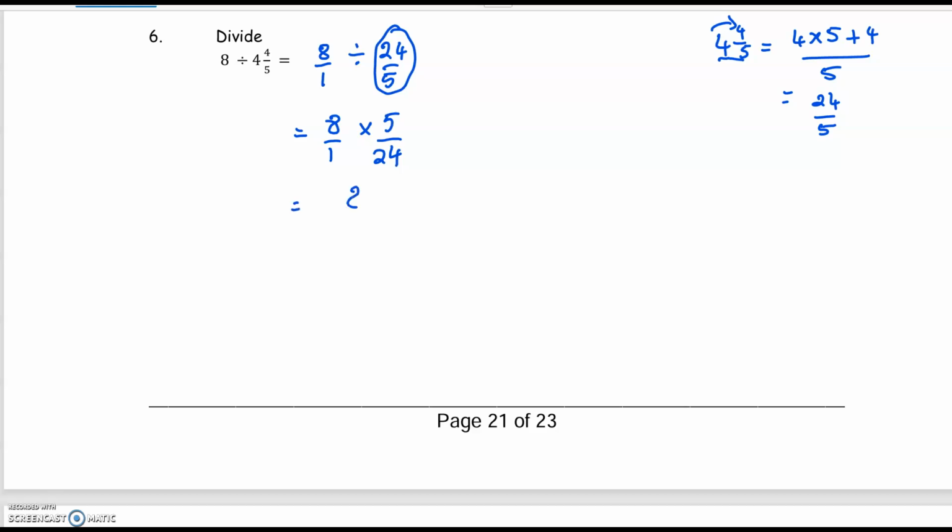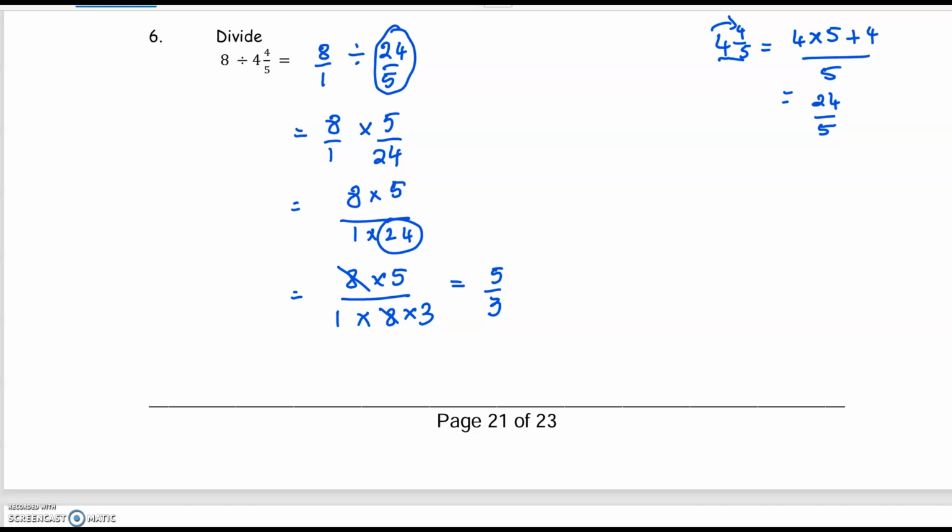So now we have 8 times 5 divided by 1 times 24. Clearly, 8 is a factor of 24. Break it down further. 8 times 3 is 24. And that's how we cancel the 8s and we are left with 5/3.